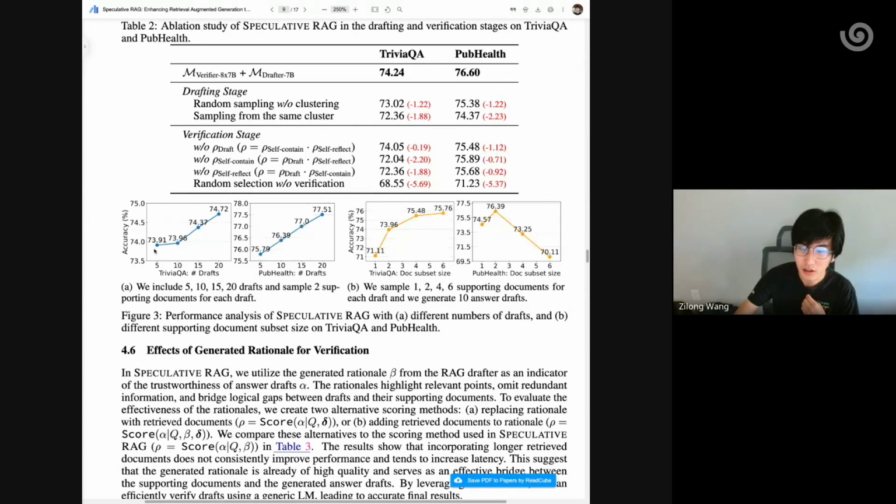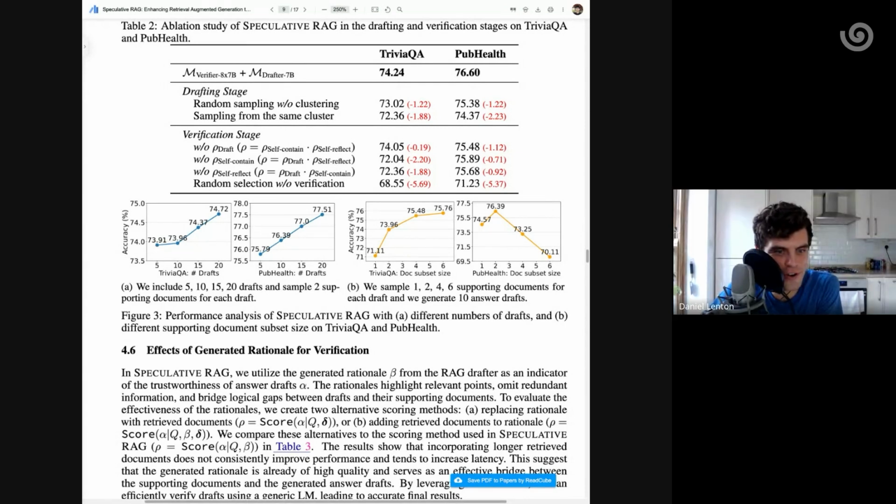You can see the performance is continuing to increase. Wow, I'm surprised you didn't try 25 and 30 on PubHealth. You've not plateaued at all yet. Although, hang on, PubHealth doc subset size. What's going on in this rightmost graph? The performance is becoming worse as more and more docs are given to each of the specialists.